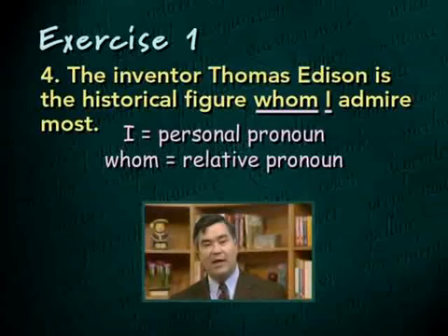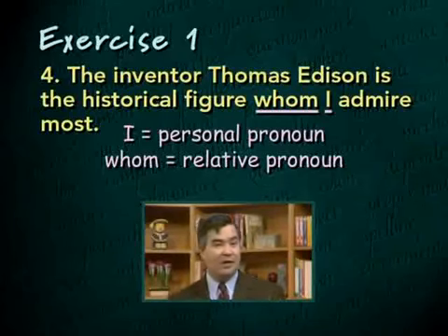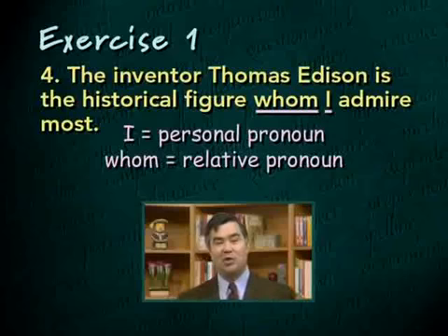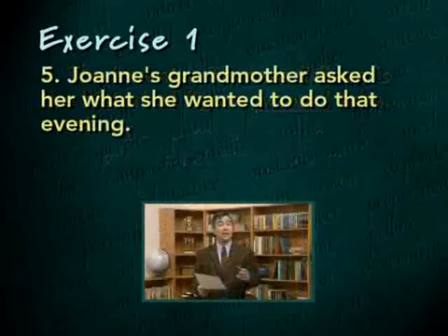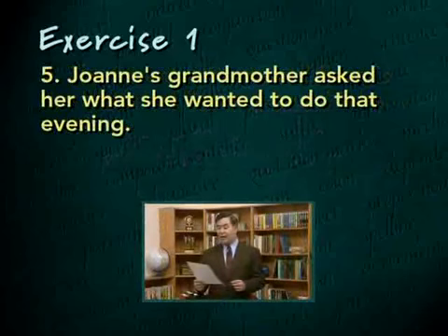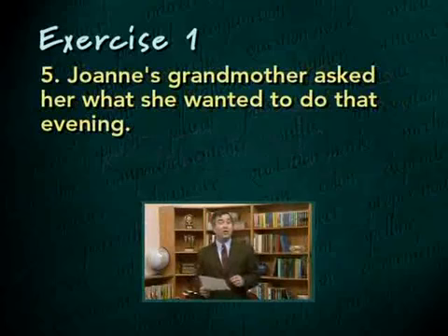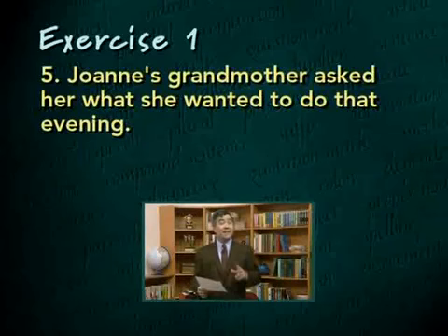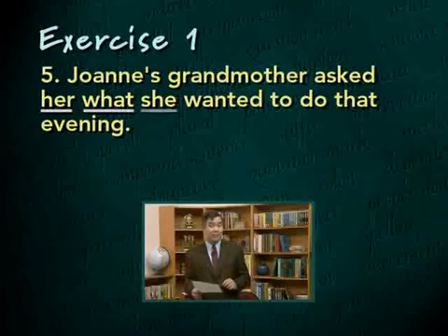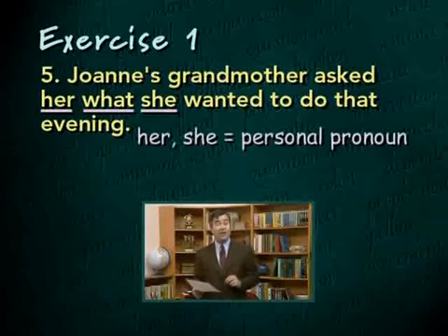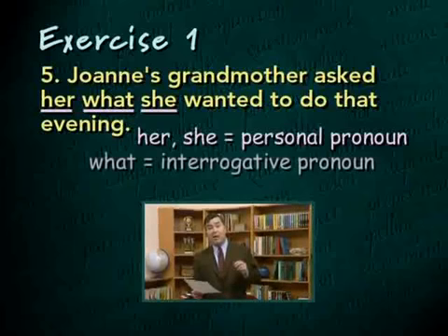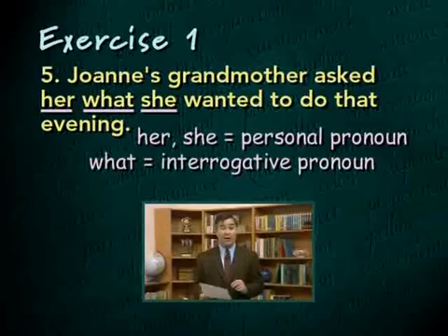So there are two pronouns here. Whom is a relative pronoun, and I is a personal pronoun. Next question. Joanne's grandmother asked her what she wanted to do that evening. In this sentence, there are three pronouns, her, what, and she. Two of the pronouns are personal pronouns, her and she. The third pronoun, what, is an interrogative pronoun.